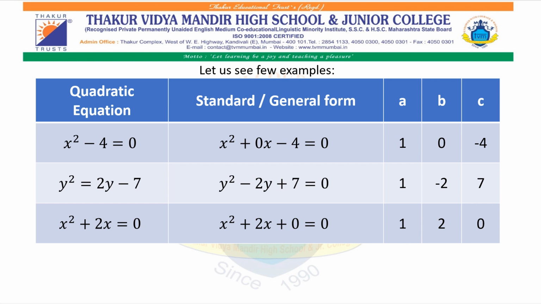In third example, x square plus 2x equals to 0. Here one of the term is missing, that we can write it with the help of 0. It will be written as x square plus 2x plus 0 equals to 0. Again the value of a is 1, the value of b is 2 and the value of c is 0.